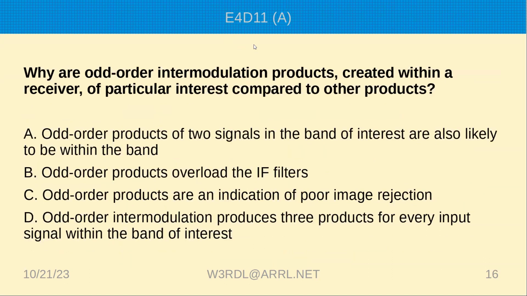So what are the odd order intermodulation products created within a receiver of particular interest compared to other products? The odd order products of 2 signals in the band of interest are also likely to be within the band. Right. They're the closest ones.